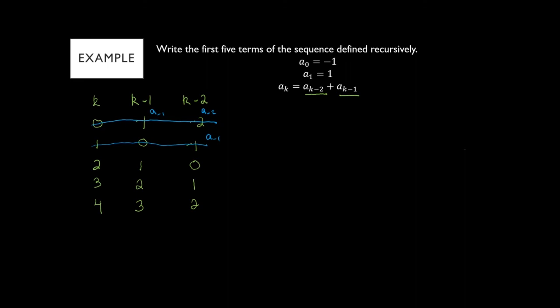So now I'm going to plug that into my formula. I have A sub k, so it's going to be A2, because I've labeled my k's over here in that first column. And then that's A of k minus 2, so in my columns, that's A0, plus A of k minus 1, which in my column is going to be A1. And I have both of those values. A0 is negative 1, A1 is 1, so negative 1 plus 1 is 0. So I got A sub 2 is equal to 0.